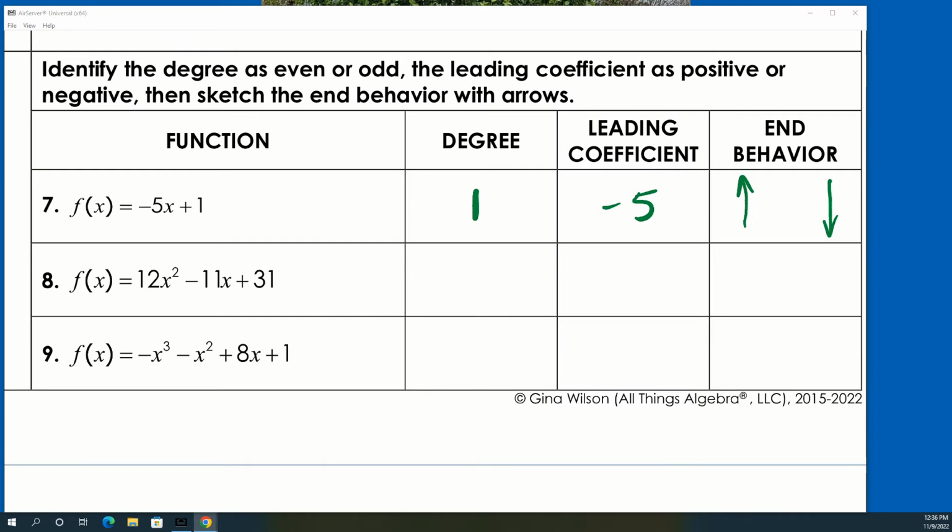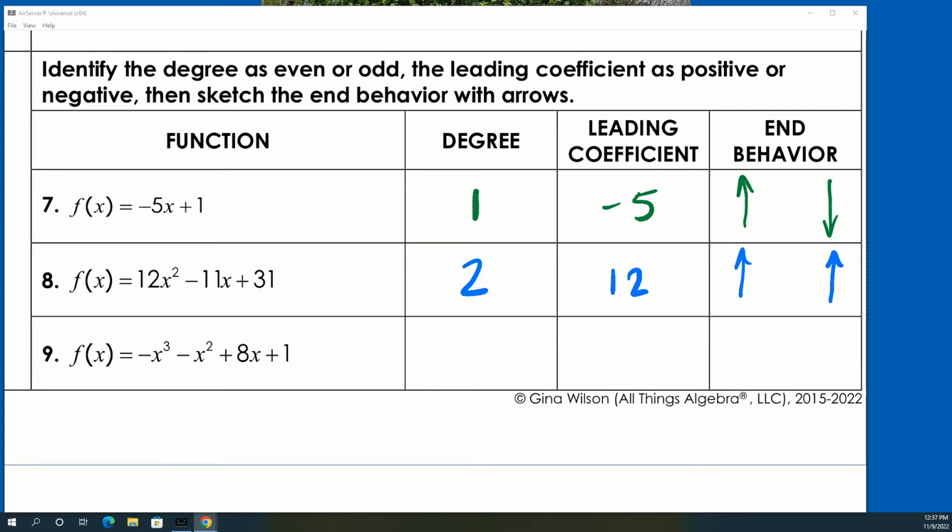Okay, let's look at number 8. So on number 8, the largest exponent is a 2, so that is the degree. Right? And then the number in front of that is going to be 12, so that's the leading coefficient. And 12 is positive, so I know the right side is pointing up. And then 2 is even, so what does it mean the left side is going to do? Point up, the same, good.